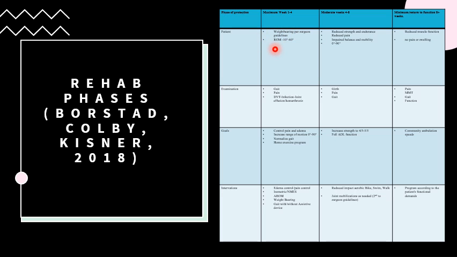We have weight-bearing per surgical guidelines. Our patient was full weight-bearing, or weight-bearing as tolerated, using a 4-wheeled walker with decreased range of motion, a little different range than we saw quoted earlier, because note that comes from a different source. This is from Borstad, Kolbe, and Kisner, and that was from a smaller study.